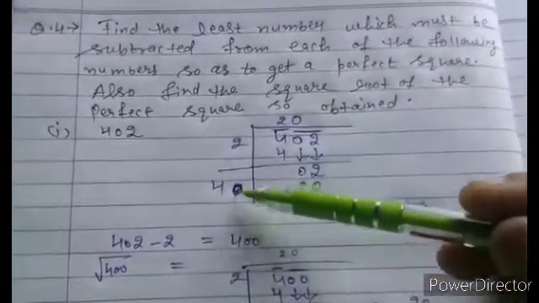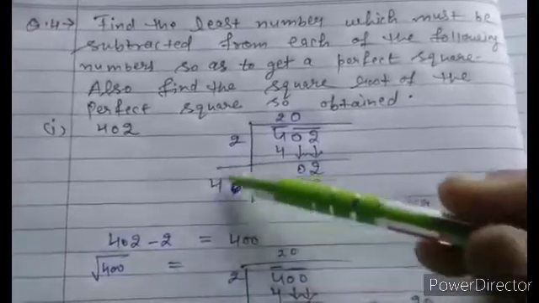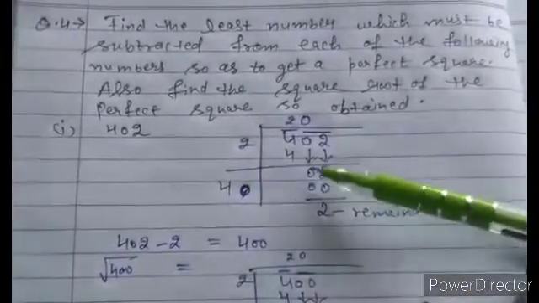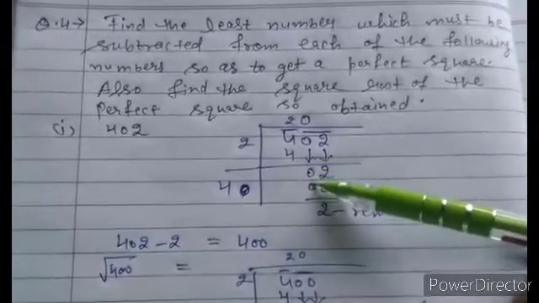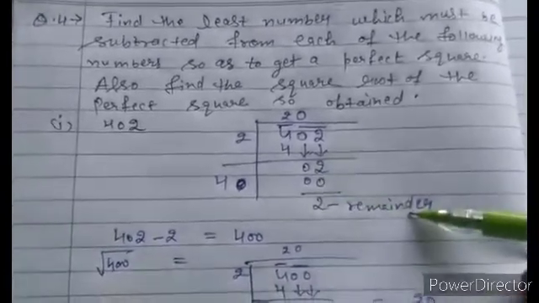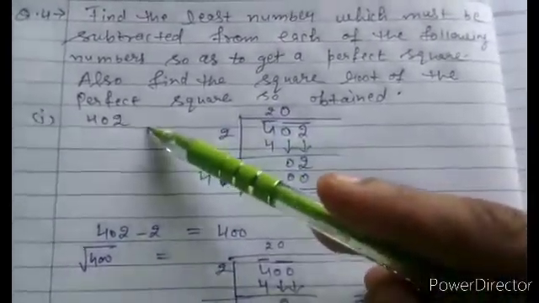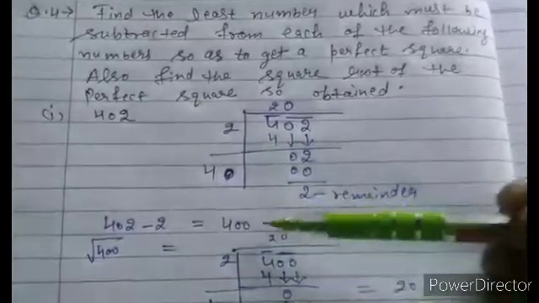Whichever number we write here, we multiply with the same number. So it will be 0. Here we can write it, or it's not necessary to write this 0. You can write 2 also. So the remainder is now 2. The remainder is what we will subtract from this number. So now we got 400.